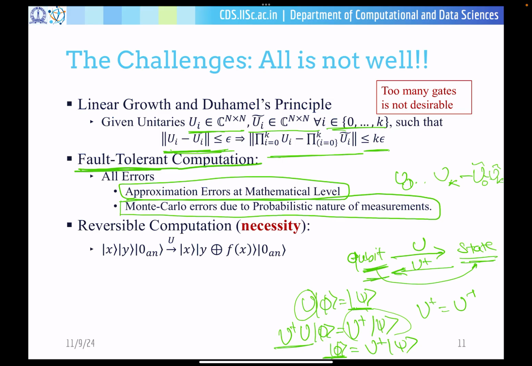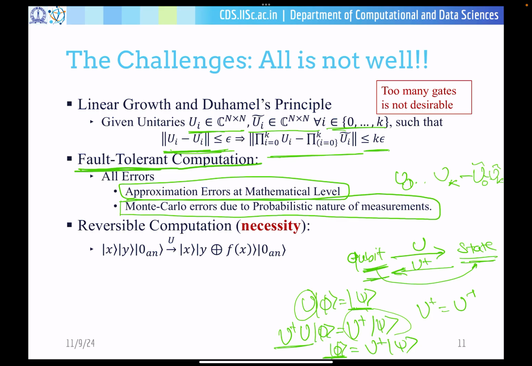That is, if you are in one state, you perform a unitary operation to get another state. You can perform a U† inverse unitary operation to get to the original state back. And this is not something of a choice, but it's a necessity, because all the operations to be performed are unitary.